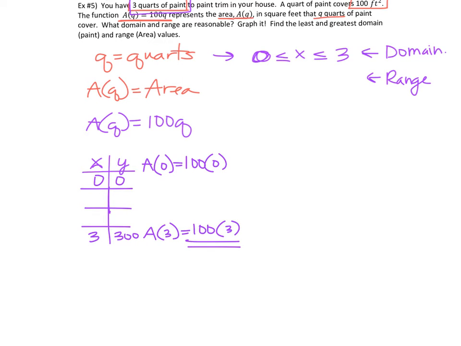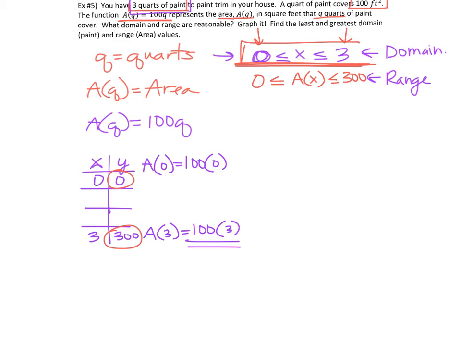Okay, so when we're looking for domain and range, once you figure out what your domain needs to be, what your x values can be, you plug in both of those x values, 0 and 3, and you get your range, 0 to 300. So the range has to go from 0, we'll call this a of x, you could call it y, to 300. Okay? So you have domain here, you have range here.